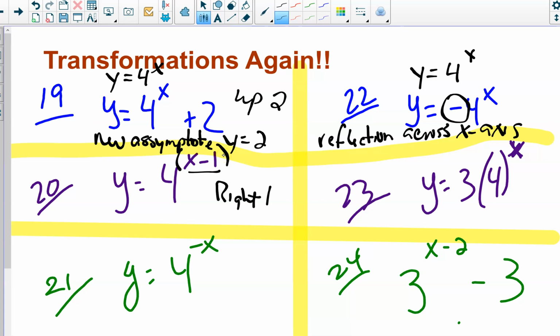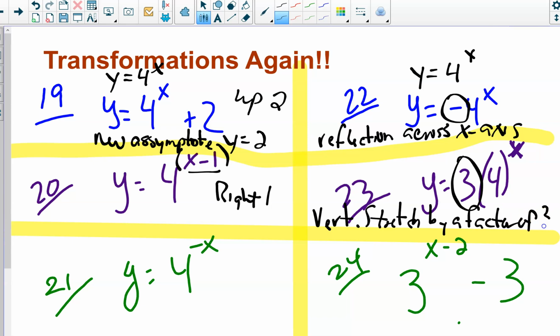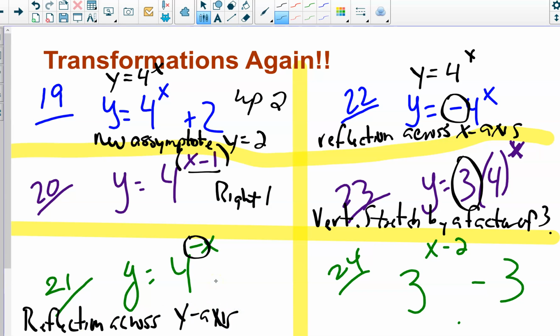Number 23, the parent function again is y equals 4 to the x. So we have this 3 out front, so this would be a vertical stretch by a factor of 3. 21, we have this negative sitting out front here. So that's with the x, so that's going to be a reflection across the y-axis because the x is changing.